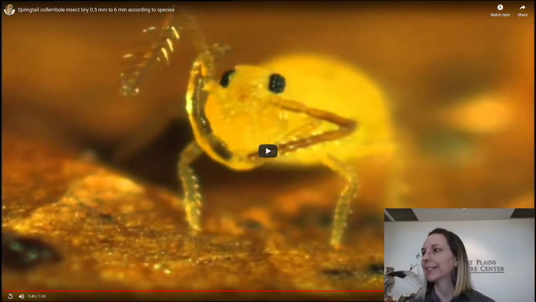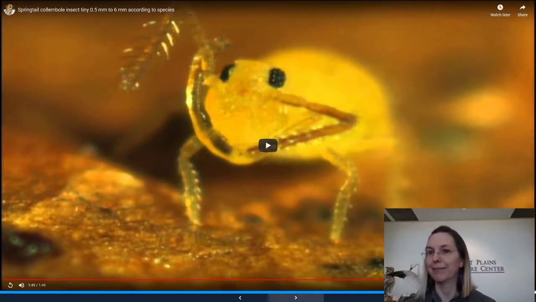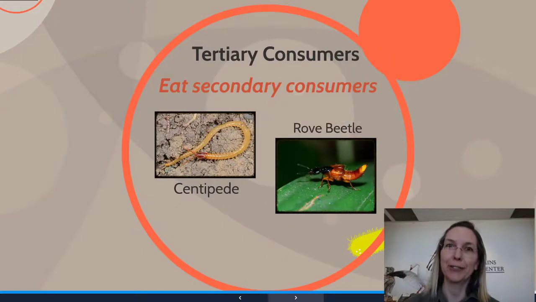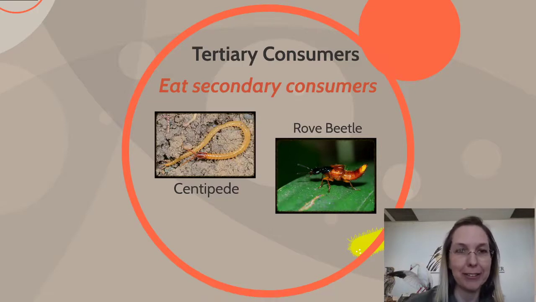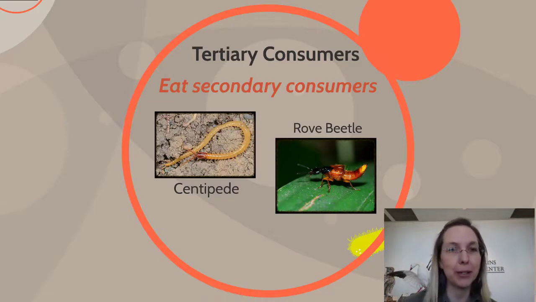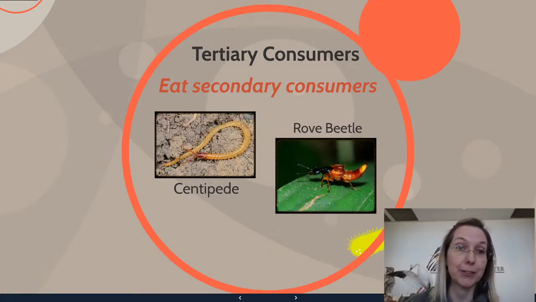All right. I've watched that video so many times. I love it. So now we are on our tertiary consumers. These guys are getting up to the top of that food pyramid. Tertiary consumers eat secondary consumers, basically. So these are our predators.